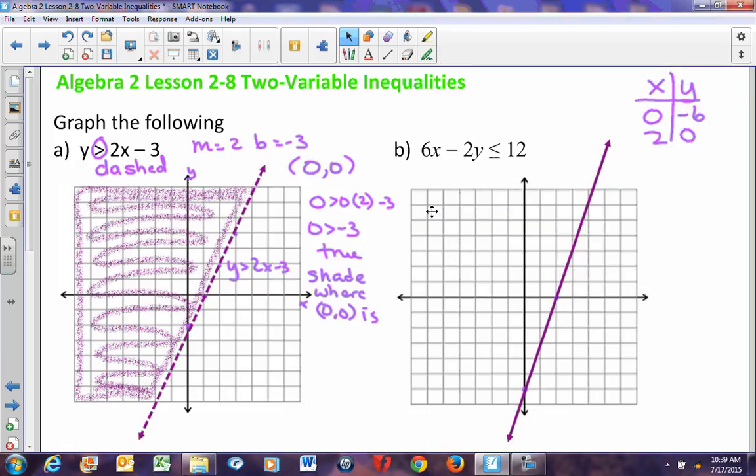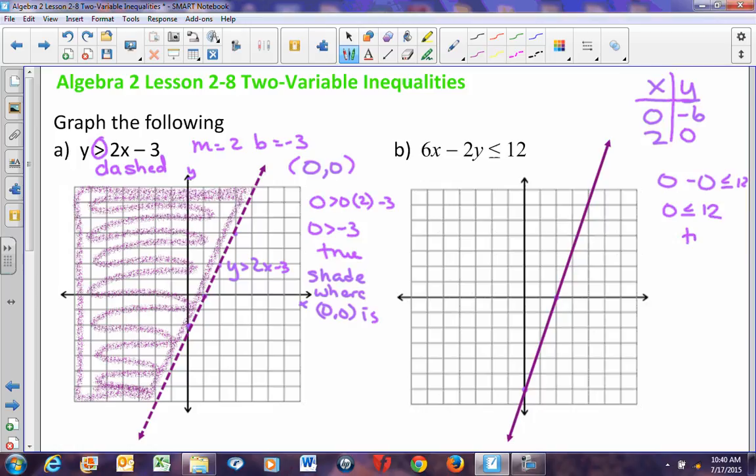So there's my line. I need to use a test point. I have to use a test point here because it's not written in y equals form, so I cannot use the rule of, oh, it's less than, so it should be below. You look at this and say, oh, it's less than or equal to, but it's not written in y equals form, so I have to use a test point. So let's use the point 0, 0. So I have 0 minus 0 is less than or equal to 12. 0 is less than or equal to 12.